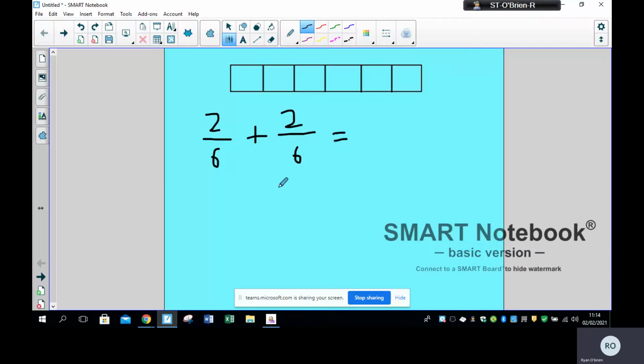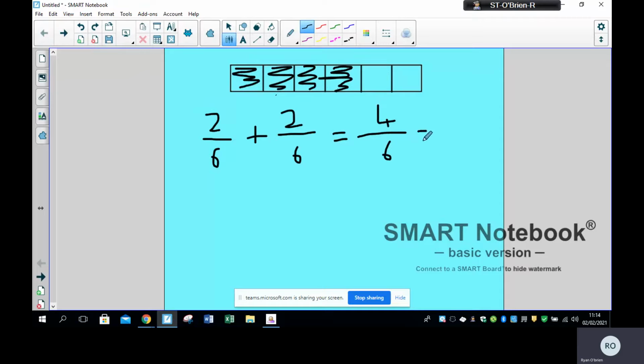So you should be able to see my screen now. Here's the first example: 2/6 add 2/6. We've got 2/6, that's this fraction. We're adding 2 more sixths, that's this fraction. Remember, the denominator doesn't change because it's still out of 6. So 2 add 2 is 4, and it becomes 4/6.